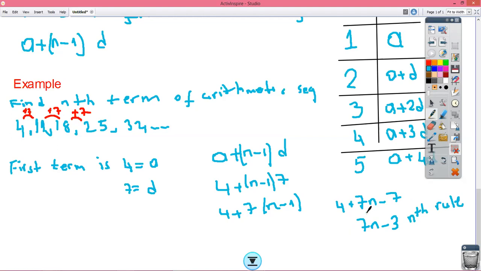Is it true or not? How are we going to check it? Now, which term is this? First term. Is it true? 4 is the first term. Yes. 11 is the second term, 18 is the third term, 25 is the fourth term. What is the fifth term? 32, not 34. Sorry, it's 32. Now look at it. I am going to use this formula for the fifth term, so n is equal to 5. It will be 7 multiplied by 5 minus 3. What is 7 multiplied by 5? 35 minus 3 is equal to 32. Did you see? The fifth term is 32. I found it.